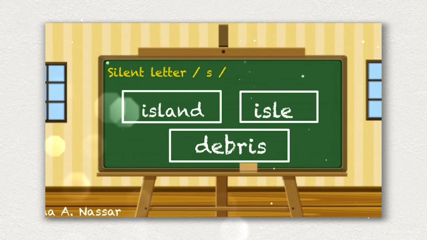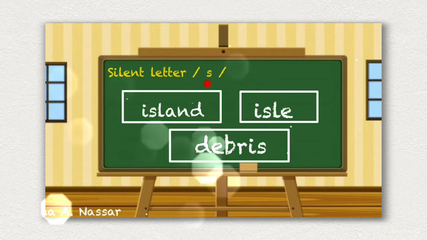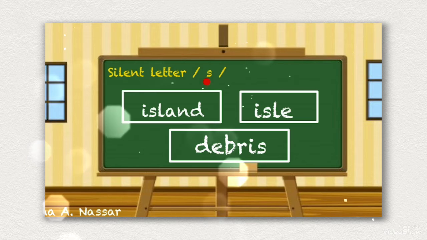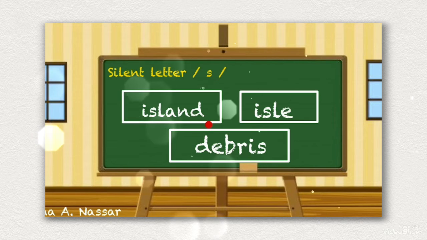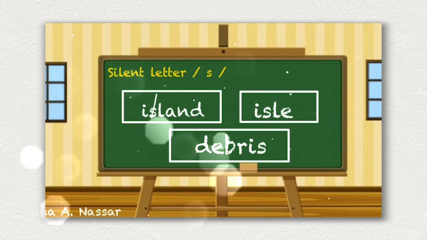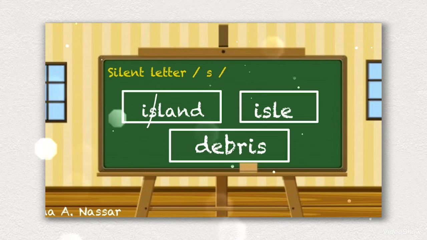And still we are with silent letters. We have here letter S. Letter S can also be a silent letter in some cases or in some tricky words, as in the word island. Island. So I will not pronounce letter S. It will be a silent letter in this word.